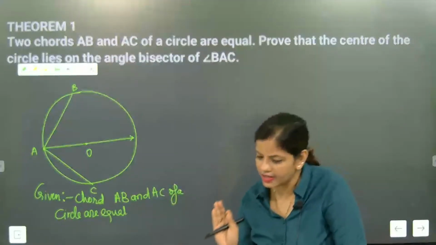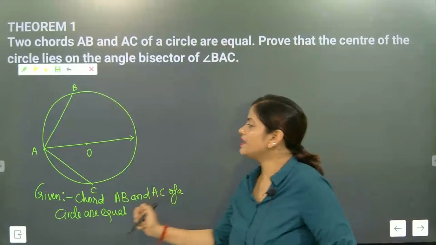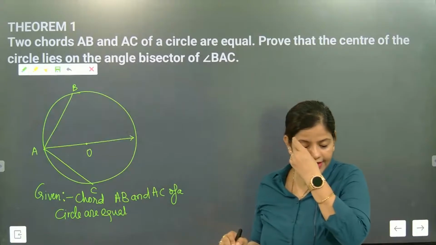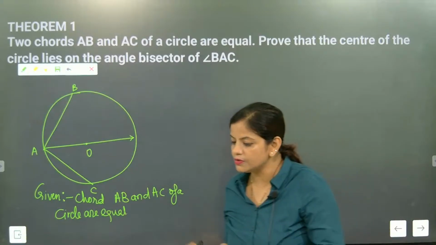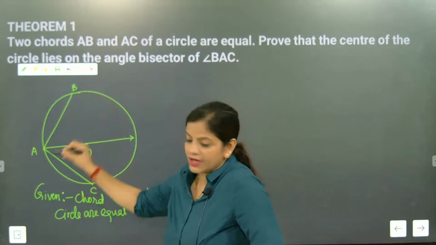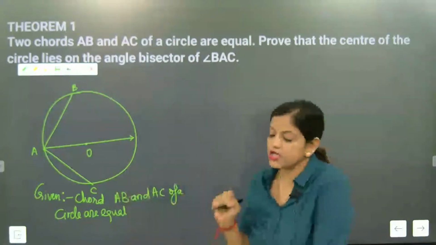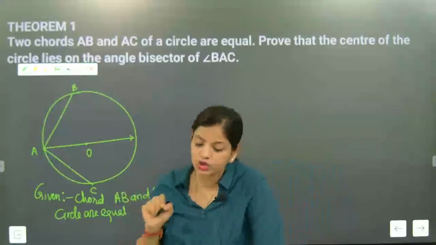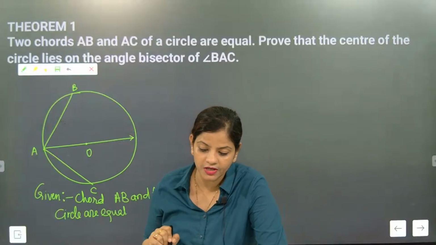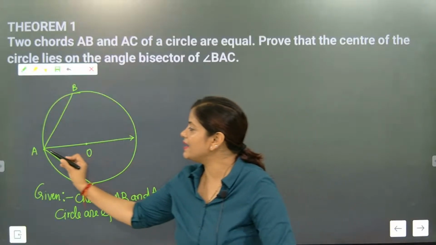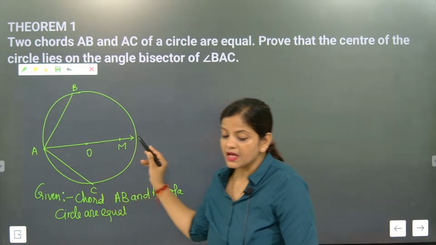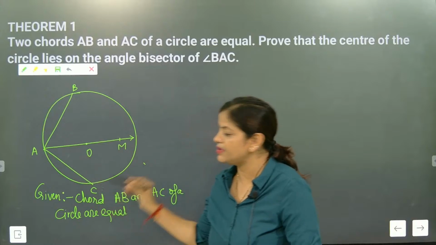Okay, I am teaching very slowly. What they are telling is that there are two chords, and the next important point is that these two chords, chord AB and chord AC, are of equal length. So if this is 5 centimeter, this is 5 centimeter. Now they are telling that one angle bisector is there. We will name it AM, beta. So AM is the angle bisector of angle BAC.